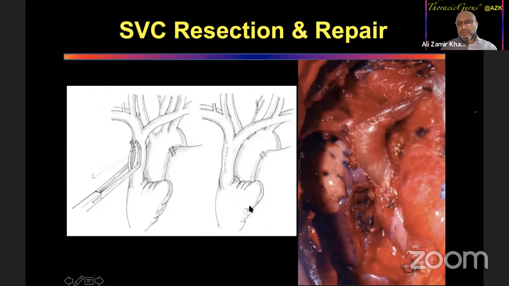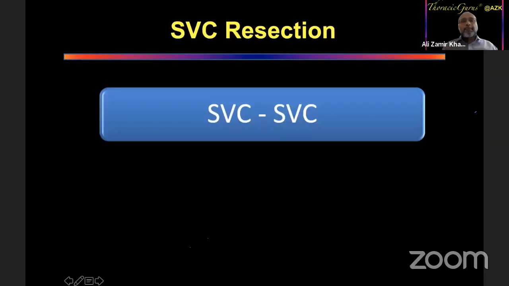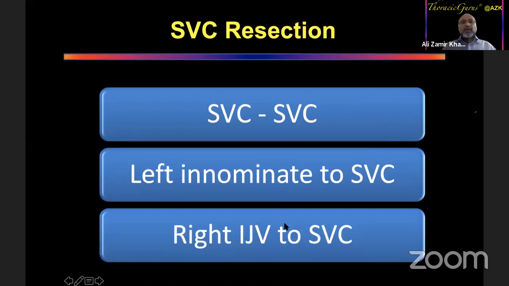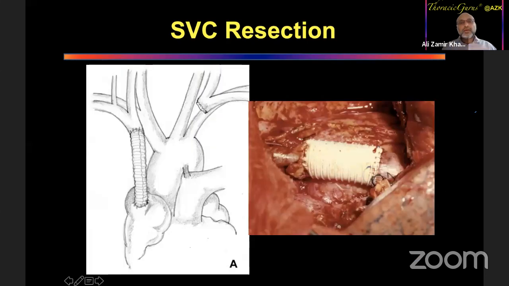Whatever your level of control, you can do these resections and safely take the piece of SVC along with the tumor. You can do an SVC to SVC anastomosis when you're doing a resection. You can do a left innominate to an SVC anastomosis, depending upon what you've done, or you can do a right IJV to SVC anastomosis. So it completely depends on the level of resection that you have done. Sometimes you might have to go on bypass as well.